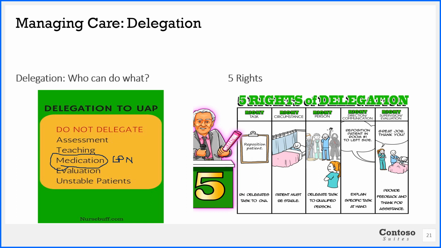The 5 rights of delegation: right task, right circumstance, right person, right direction or communication, right supervision or evaluation. I really like this because this is our teamwork. This is our delegation process.